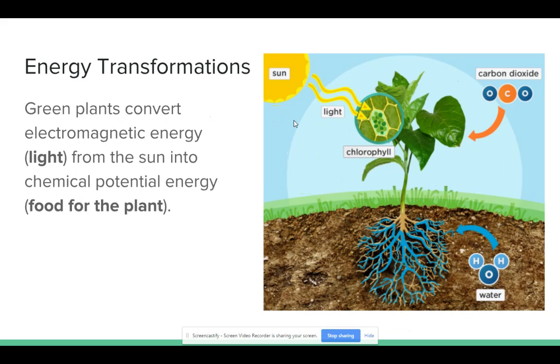Another form of energy transformation from the sun. So the sun is electromagnetic energy that gets converted into usable chemical potential energy for the plant. That gets stored in the plant as chemical potential energy until something comes along and eats it. And then that gets turned into usable kinetic energy for that animal.